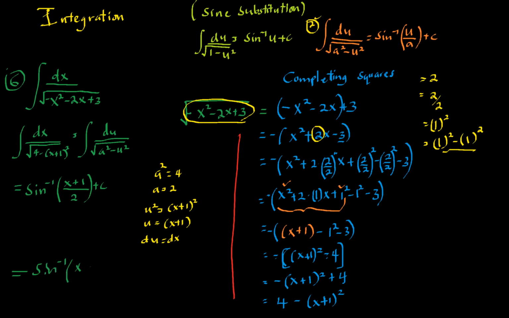Sine inverse of x plus 1 over 2 plus c. I'm just rewriting it down here so that it's away from all that mess. And this is the answer. I think I'm still sticking to my point. The approach is not that hard.